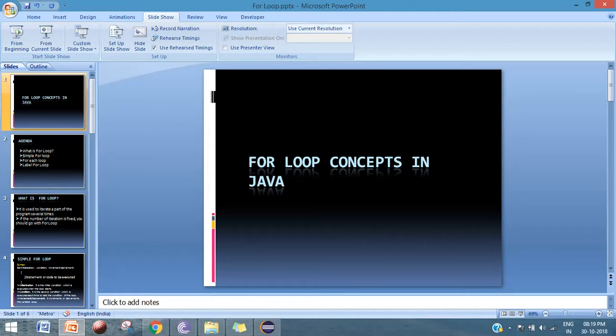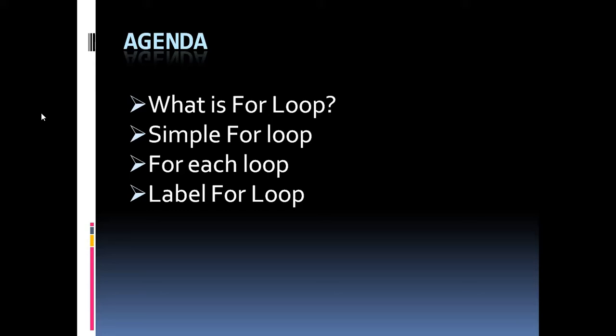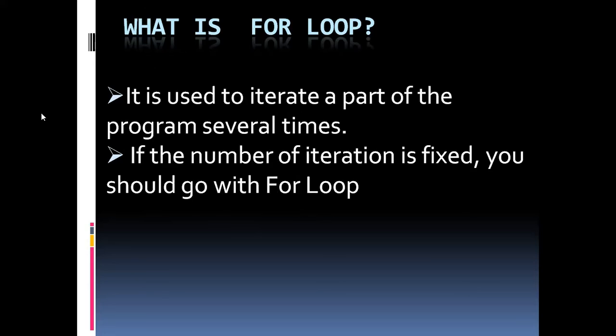In the last video we have seen the switch statement in Java, and in this video we are going to see for loop concepts in Java. So this is the agenda of this course. We are going to see what is for loop, simple for loop, for each loop, how to give a label to a for loop, and what is the use of giving a label in a for loop.